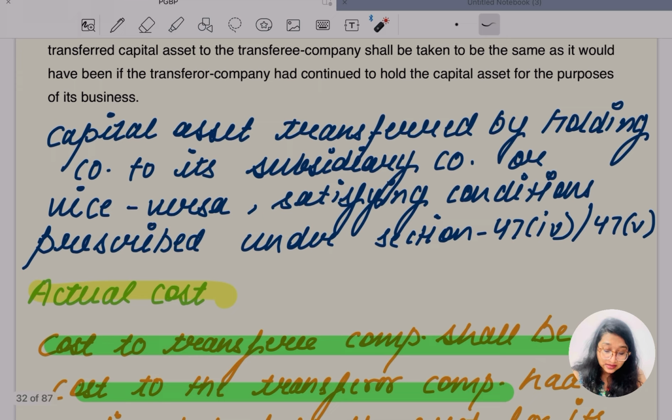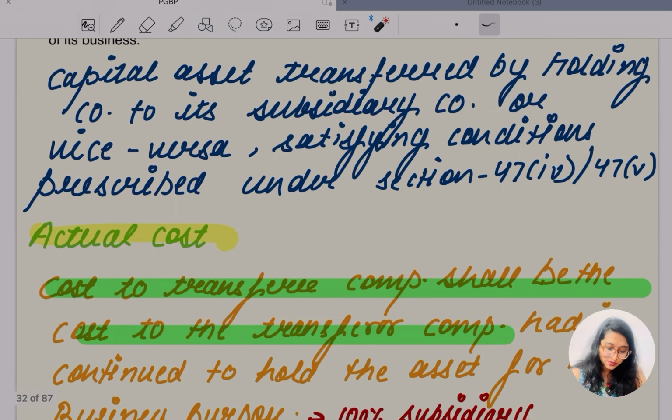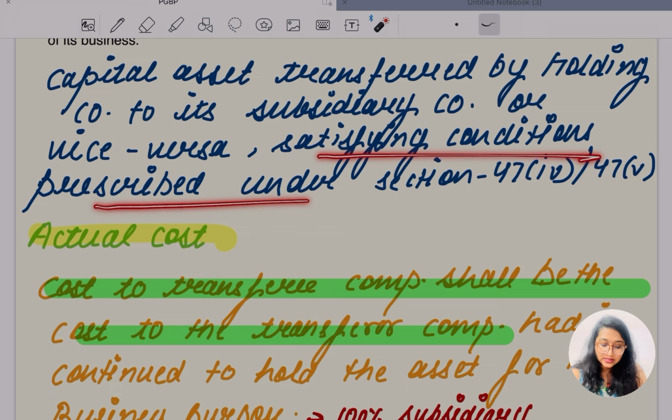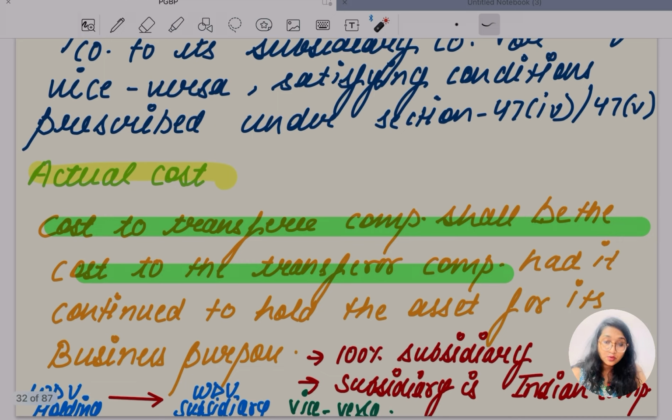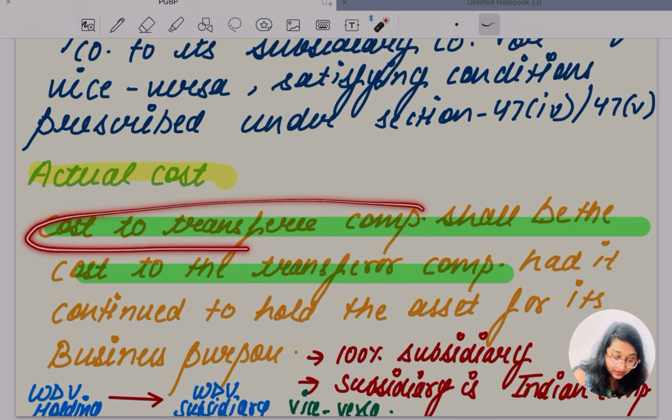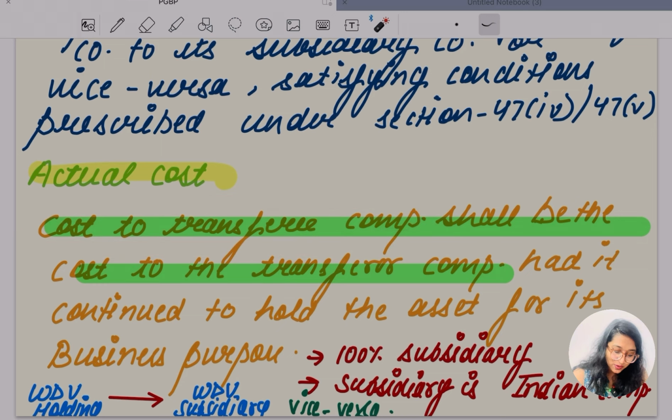Where the capital asset is transferred by the holding company to its subsidiary company or vice versa, satisfying the conditions prescribed under section 47(4) or 47(5). Did you understand this much? In this case the actual cost to the transferee company shall be the cost to the transferor company. So the actual cost is going to be the cost of the transferor company, and it had continued to hold the asset for its business purpose.